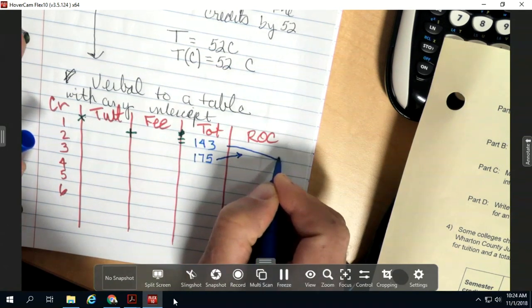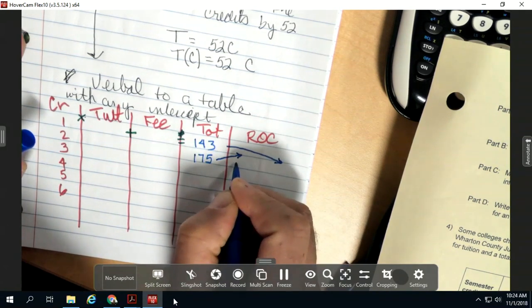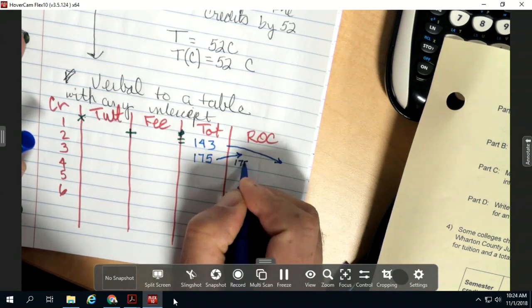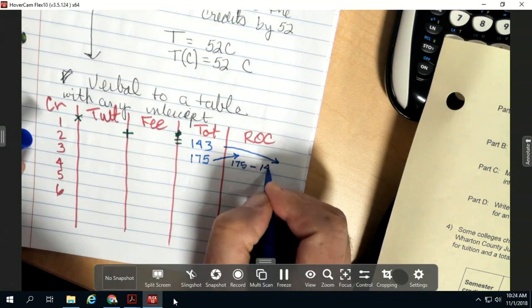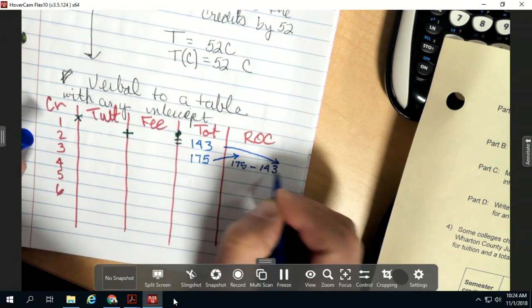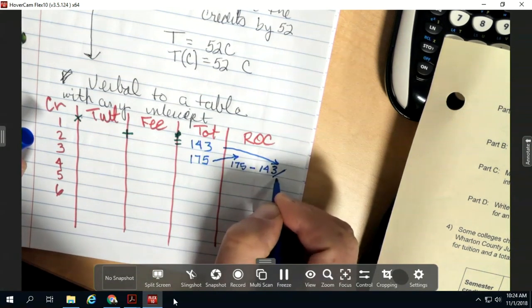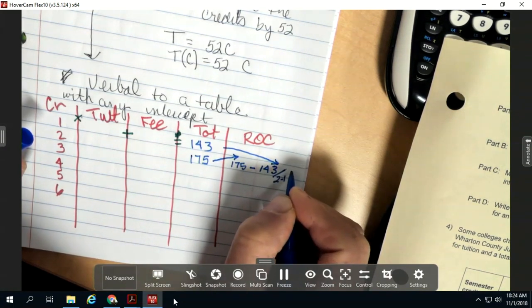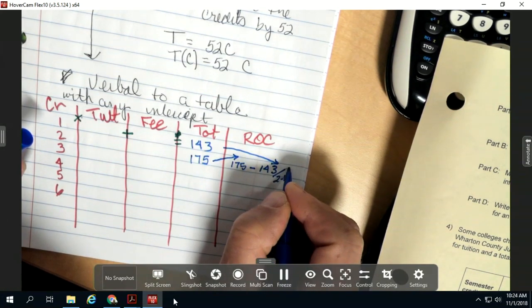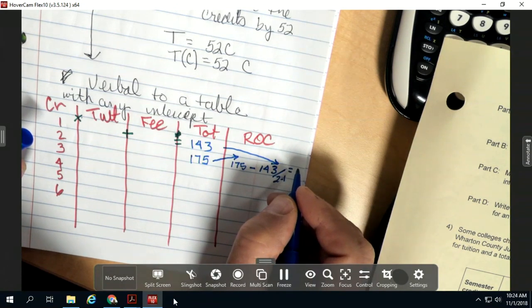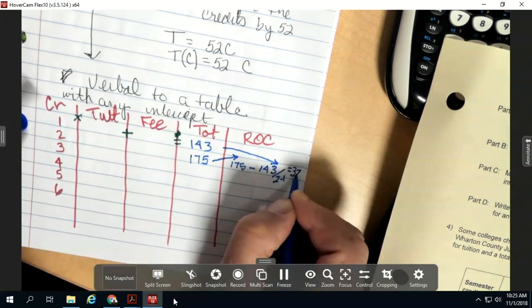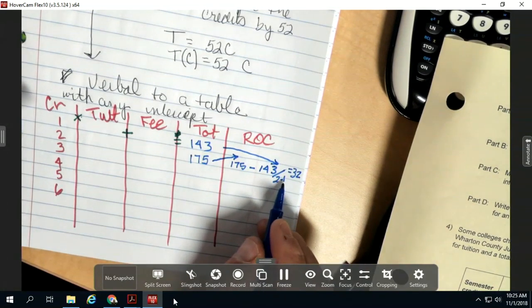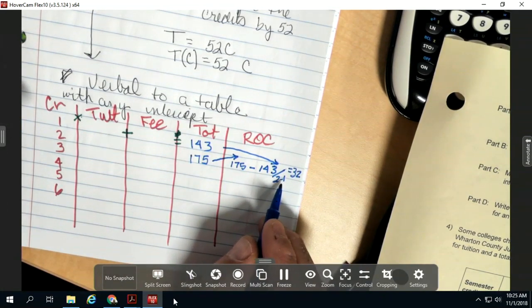minus the first one. So in this case, it'll be 175 minus 143. But then you have to divide it by 2 minus 1, which is, what'd you get? 175 minus 143 is 32. $32 a credit. Now, why didn't you have to worry about this 2 minus 1 business?